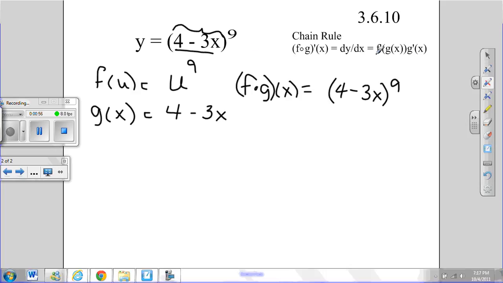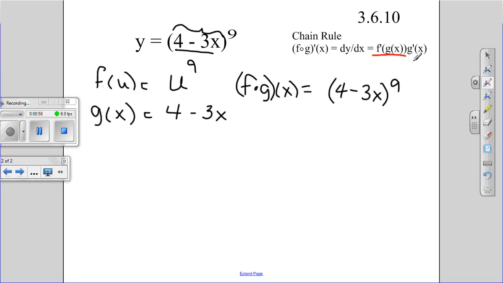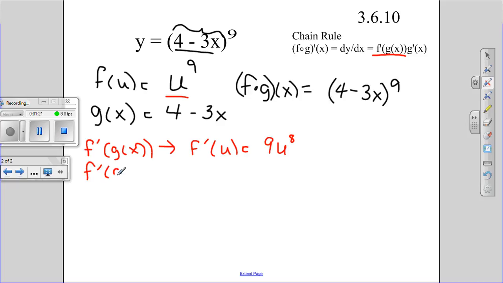So now in order to use the chain rule, we're going to need to find f prime of g of x. But before we can do that, we're going to need to know what f prime of u is. So f prime of u is just the derivative of u to the 9th, which is 9u to the 8th.